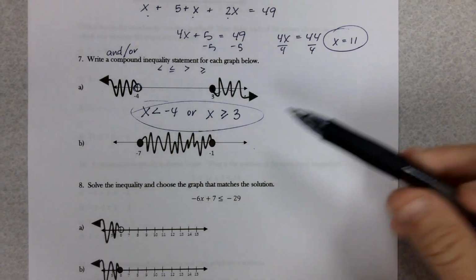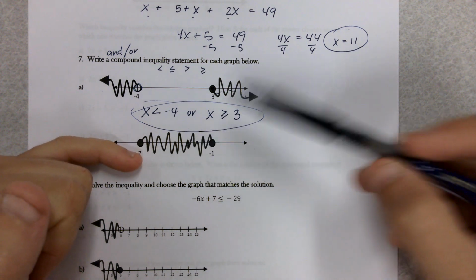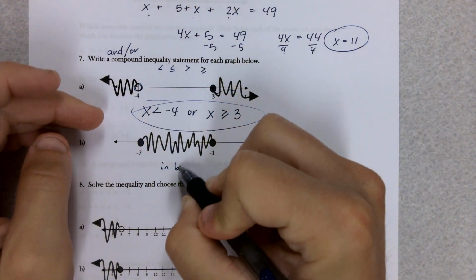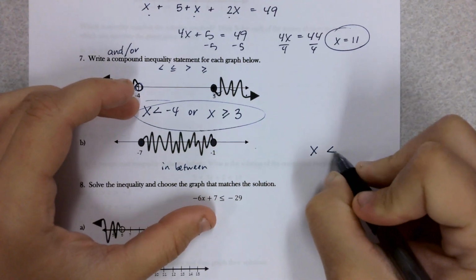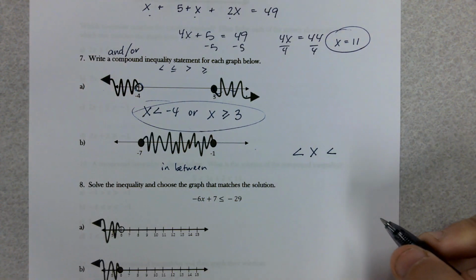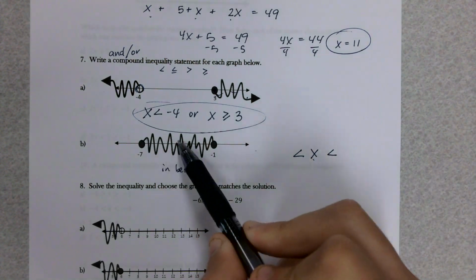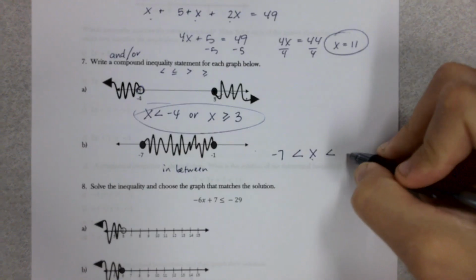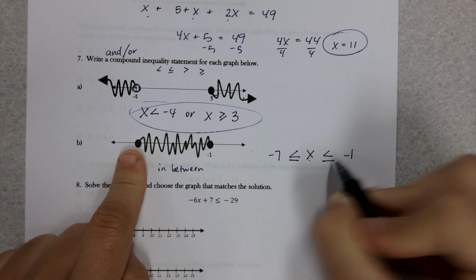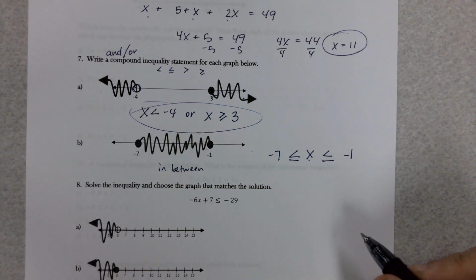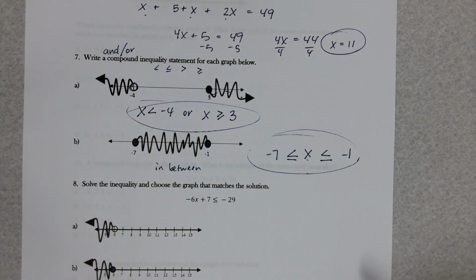For letter B, my answers are in between 2 numbers. And that's the key word there, in between. Whenever I see that, I like to put my variable in between 2 inequality signs. X represents all my possible answers. All of my possible answers are between -7 and -1, but both of those numbers are included, so you see how I'm going to make my less than signs less than or equal to. Okay? Now there's your answer to letter B.